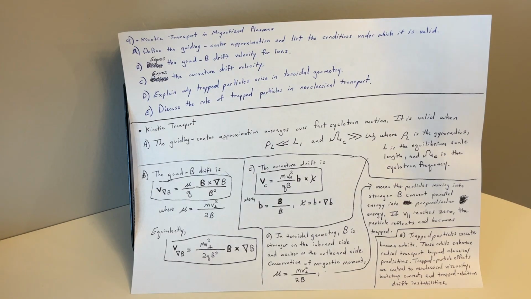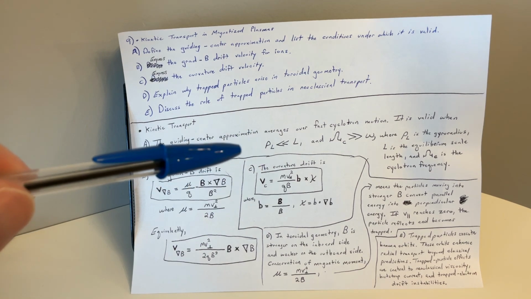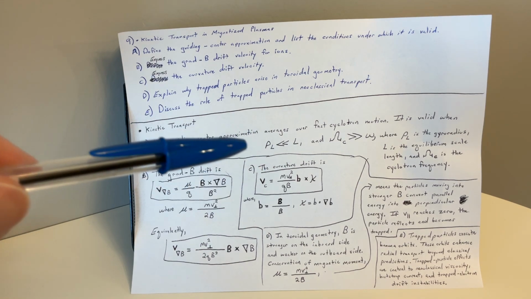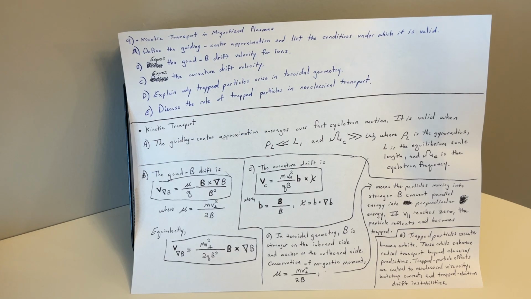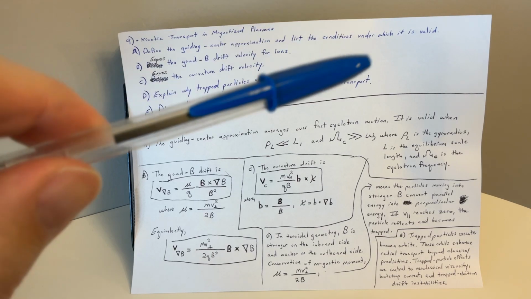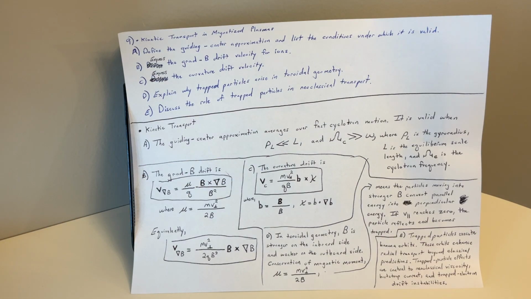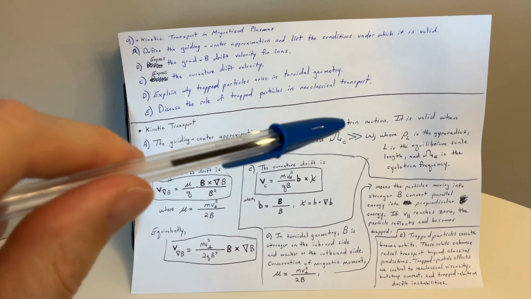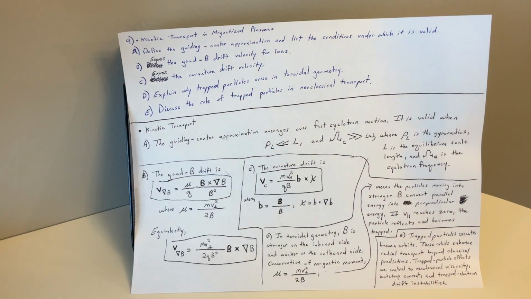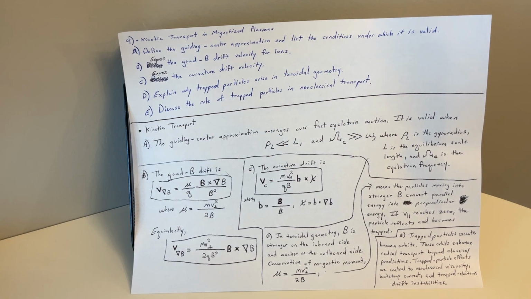The guiding center approximation averages over fast cyclotron motion. It is valid when rho sub L is much less than L, and pardon my horribly drawn omegas, omega sub c is much greater than lowercase omega, where rho sub L is the gyroradius, L is the equilibrium scale length, and omega sub c is the cyclotron frequency.